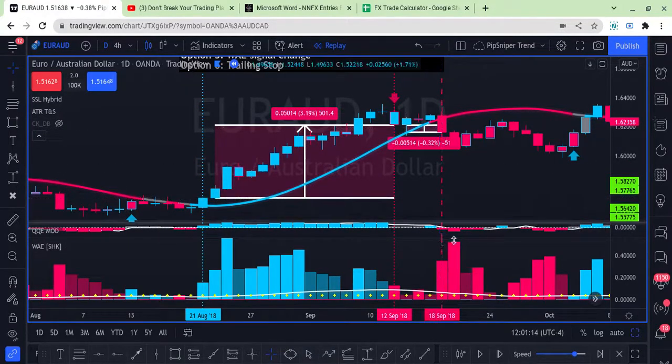I'm sorry, the QQE mod did not tell us to exit there. I'll take that back. It told us to exit 1, 2, 3, 4 candles later, when the baseline flips. But the arrow told us to exit, the Waddah Attar told us to exit, and the Heikin-Ashi bars told us to exit. Right. All right.